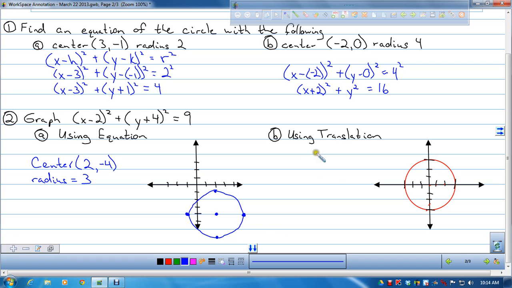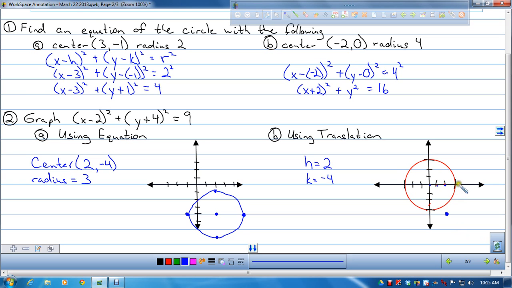Now the other way to graph these is using a translation. My h up here was 2, and my k was negative 4. Therefore, I would need to move to the right 1, 2, and down 4. So 1, 2, 3, 4. So I moved my center that far.